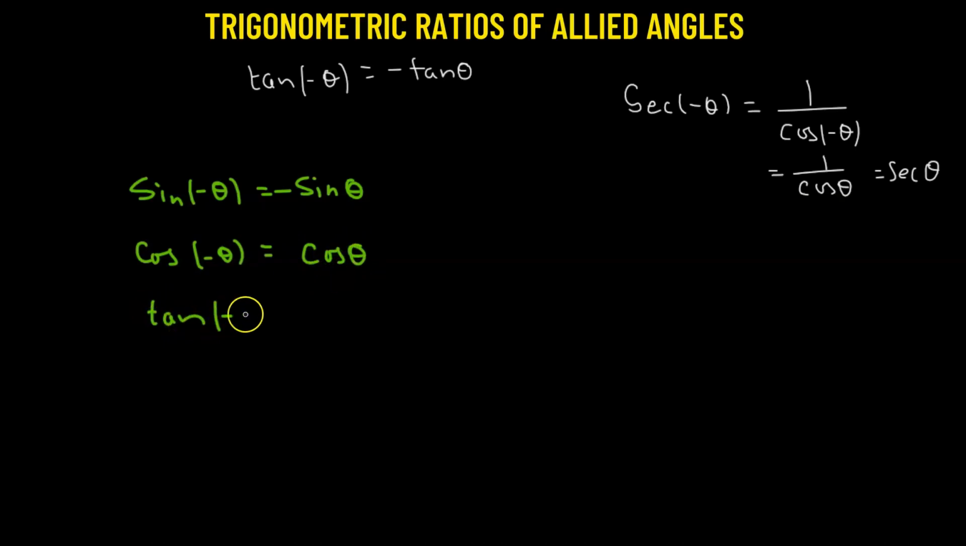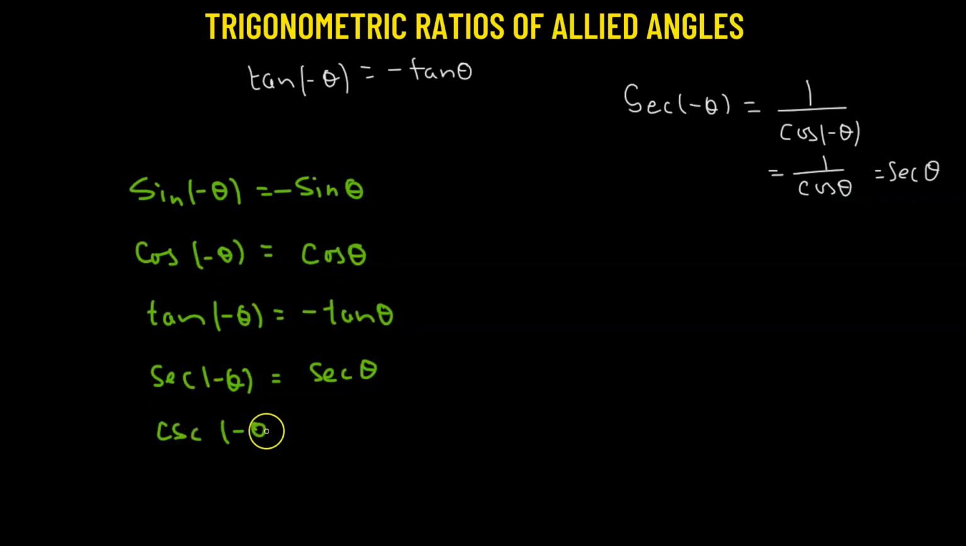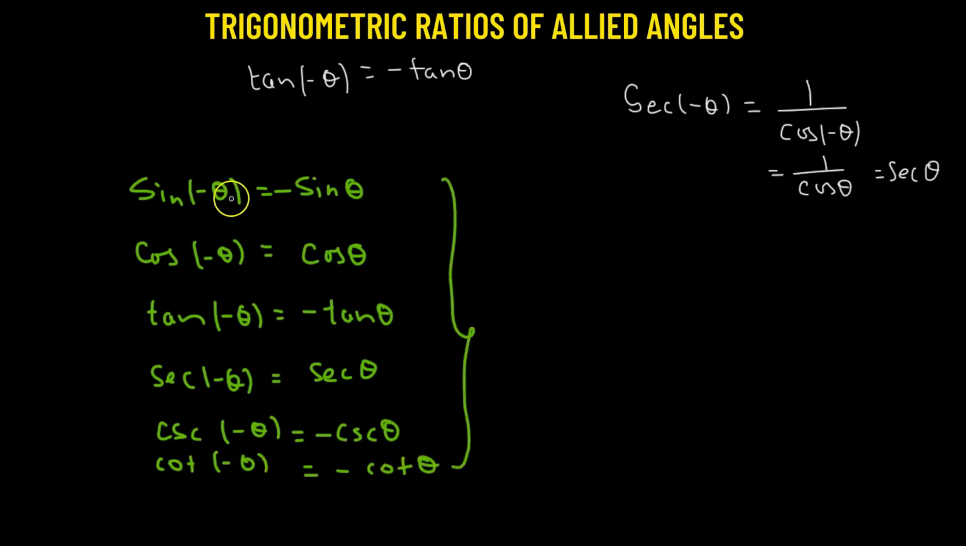Tangent of negative theta will be negative tangent of theta. Then we have secant of negative theta, that will be positive secant of theta. That's because cosine of negative theta is positive cosine of theta. Cosecant of negative theta will be negative cosecant of theta. And one more, cotangent of negative theta will be negative cotangent of theta. Right. So this is how we can define the angle negative theta in terms of its allied angle, positive theta.